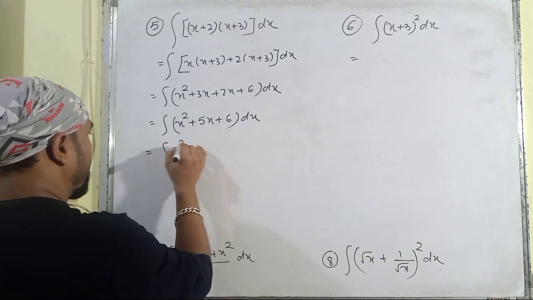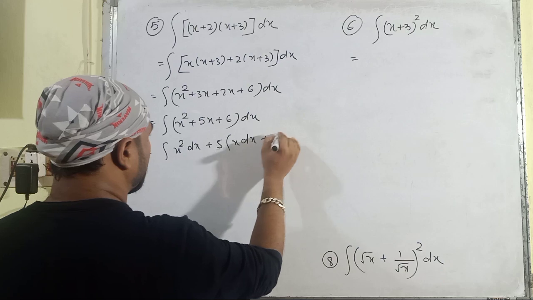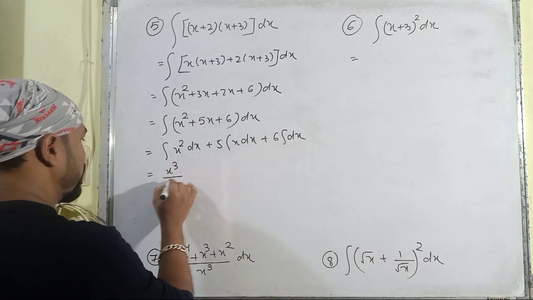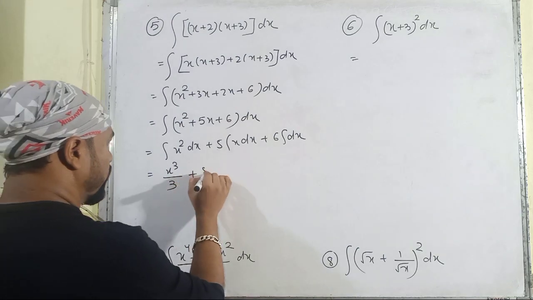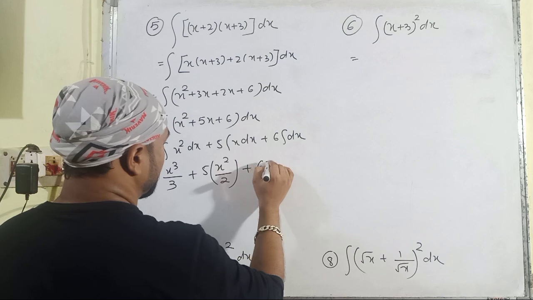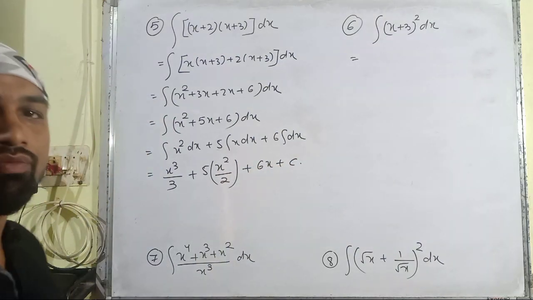Then it will be the integral of x square dx plus 5 multiplied with the integral of x dx plus 6 multiplied with the integral of dx. Then it will be x cube divided by 3 plus 5x square divided by 2 plus 6x plus any constant c, and this will be the answer for problem number 5.